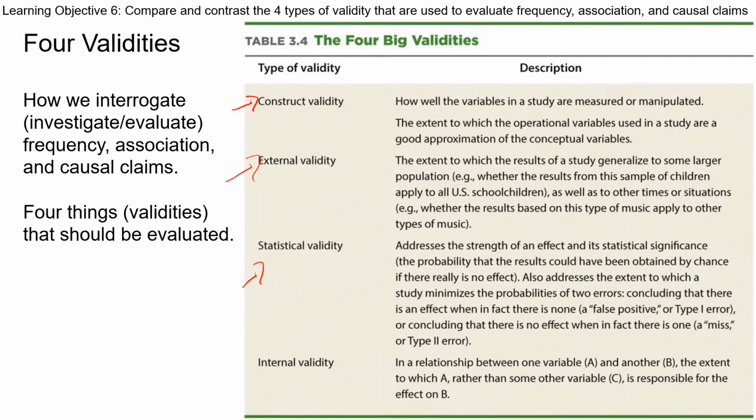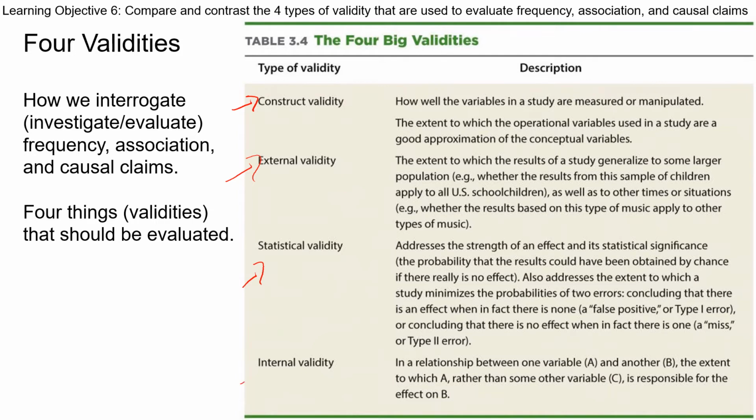The extent to which a study minimizes the probability of two specific errors: concluding that there's an effect when there's not, a false positive or a type 1 error, and concluding that there is no effect when there is, a miss or a type 2 error. Again, something talked about more in stats. We'll talk about this very briefly in here, but that's more covered in stats.